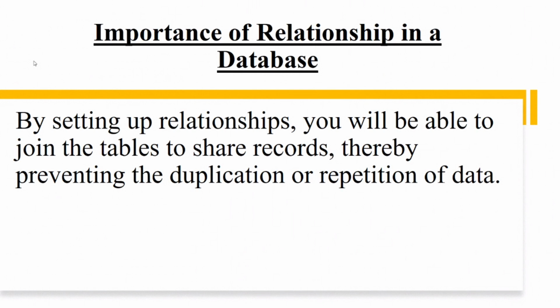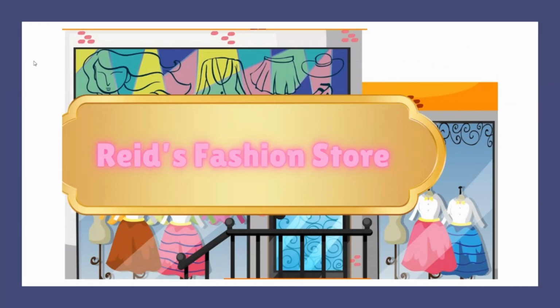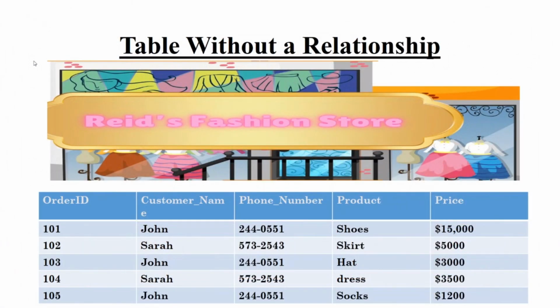So let's take, for example, Reid's fashion store. So this is my customer table if I don't use any relationships. So as you can see, customer details would be repeated. They would have to be repeated every time a customer places an order. So without the relationship, you realize that there is repetition.